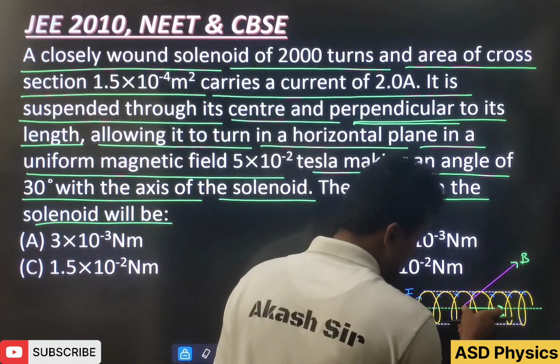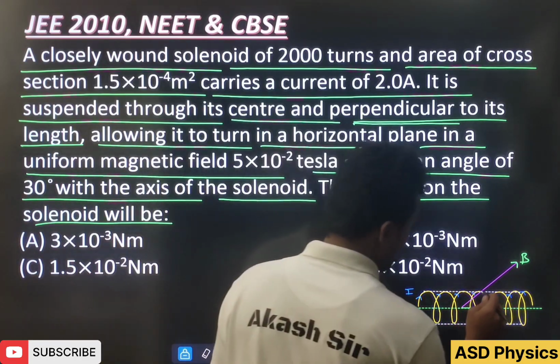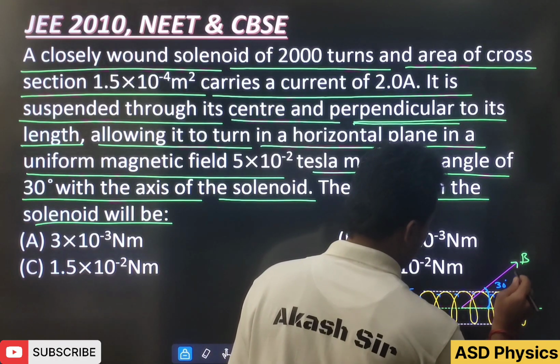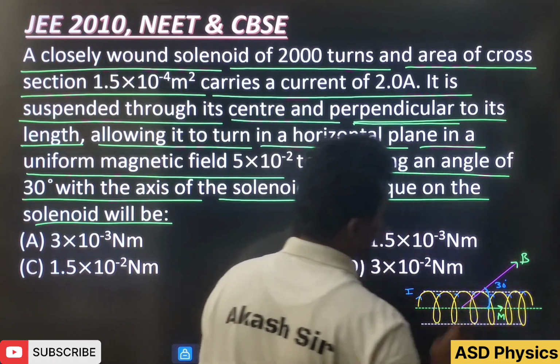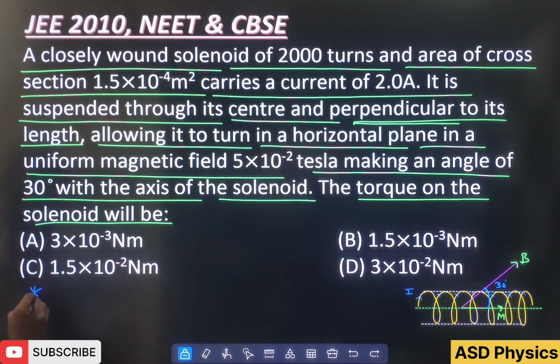So see, this is the axis of the solenoid. This is the magnetic field, and how much angle is given here? You can see very well, this angle is 30 degree. Angle between magnetic moment and magnetic field, how much here? 30 degree. Okay. So in this situation, which formula can I use here?